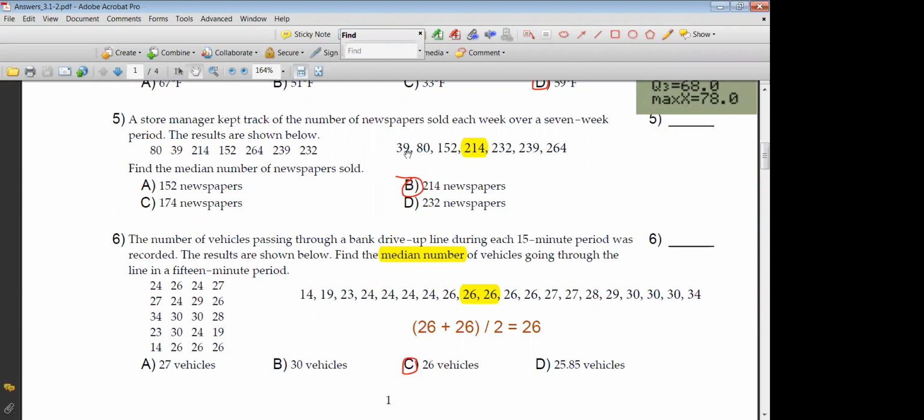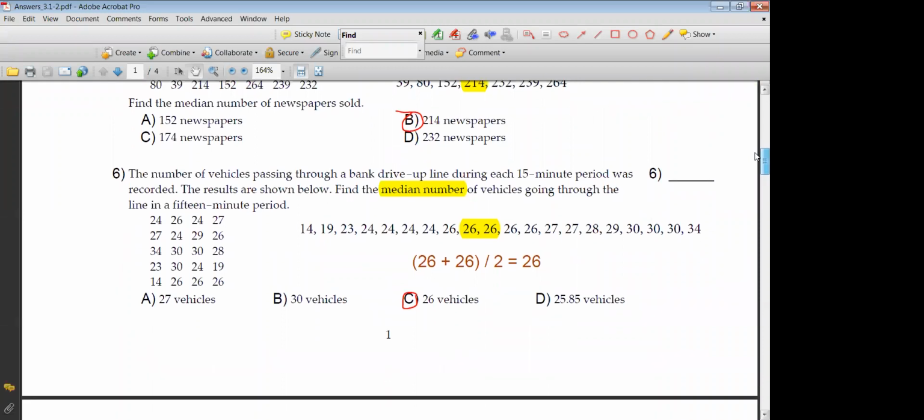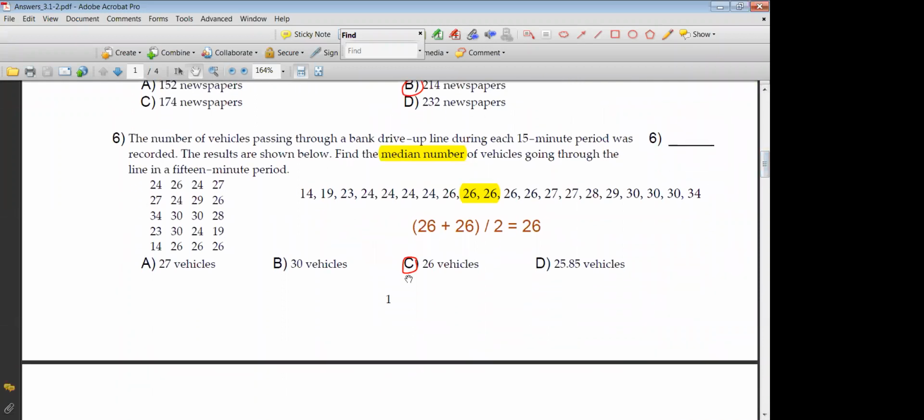I put them in the order from smallest to largest. Oh, shucks, there it is. There's my middle number. I had 7 numbers. The 4th one is the middle. 3 smaller than 214, 3 bigger than 214. Letter B, 214. Now, here's a case where probably I wouldn't have done what I did here. I just wanted to show you.